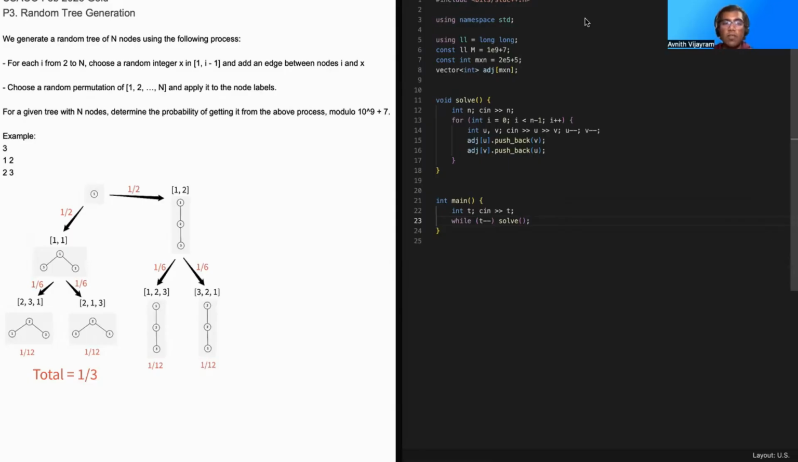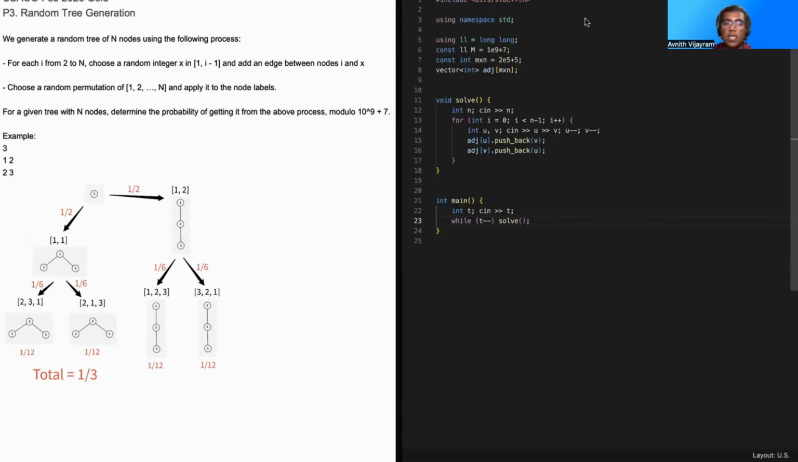The goal is, for a given tree in the input with n nodes, to determine the probability that the above process would generate that tree, modulo 10^9 + 7. Determining a probability modulo 10^9 + 7 means that if you represent the probability as a fraction, it is the numerator times the modular inverse of the denominator. So this problem requires modular arithmetic and modular inverses. If you're not familiar with that, I would recommend that you first learn and review them on the USACO Guide or another online resource before attempting this problem.